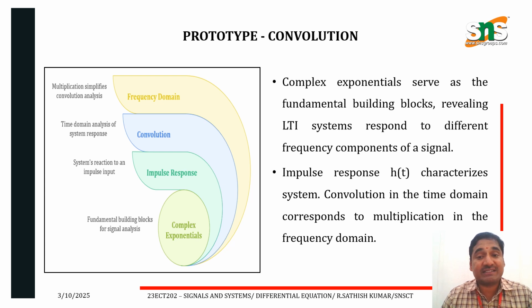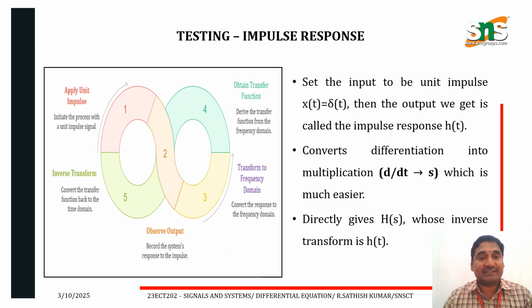Complex exponentials serve as fundamental building blocks, revealing how the LTI system responds to different frequency components of the signal. Impulse response h of t characterizes the system. Convolution in the time domain corresponds to multiplication in the frequency domain. For the complex exponential, we identify the fundamental building blocks of signal analysis, and the impulse response shows how the system reacts to the impulse input. We find the convolution for time domain analysis, and that can be converted into the frequency domain by using multiplication, which simplifies the convolution analysis.